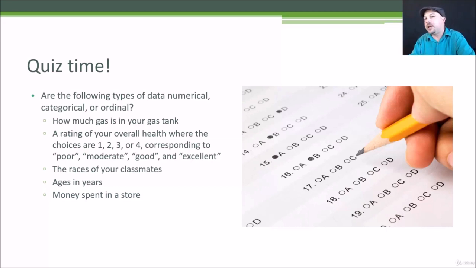How about the ages of your classmates here in this class in years? A little bit of a trick question there. If I said it had to be an integer value of years, like 40, 50, or 55 years old, then that would be discrete numerical data. But if I had more precision, like 40 years, 3 months, and 2.67 days, then that would be continuous numerical data. But either way, it's a numerical data type. And finally, money spent in a store. Again, that can be an example of continuous numerical data.